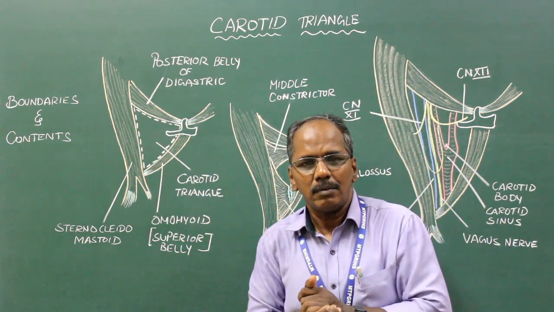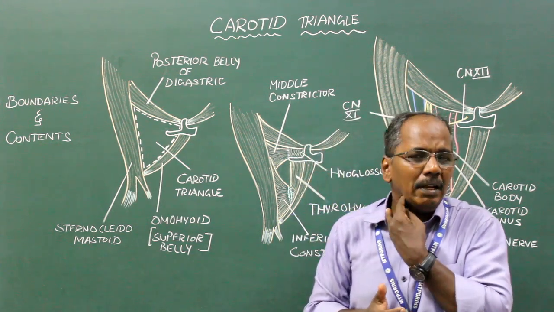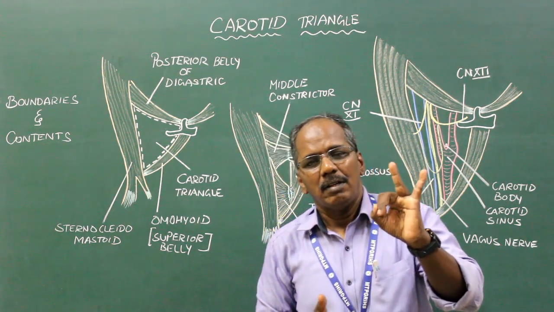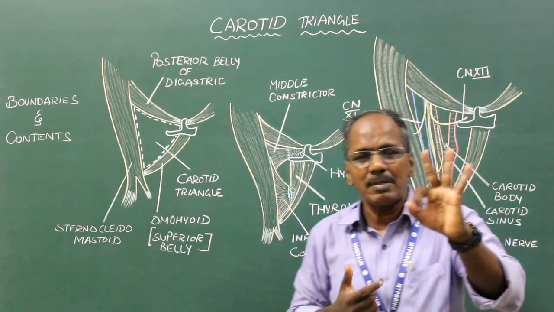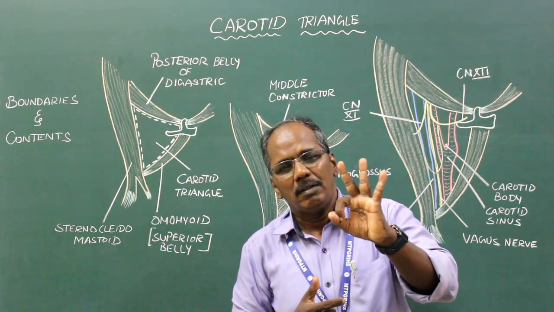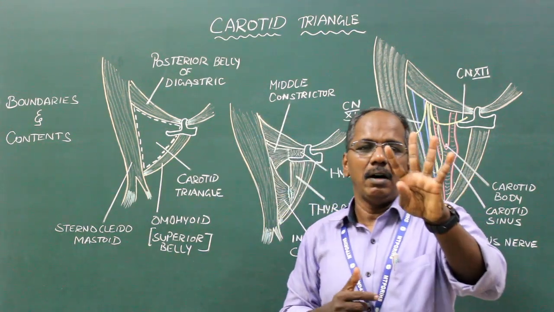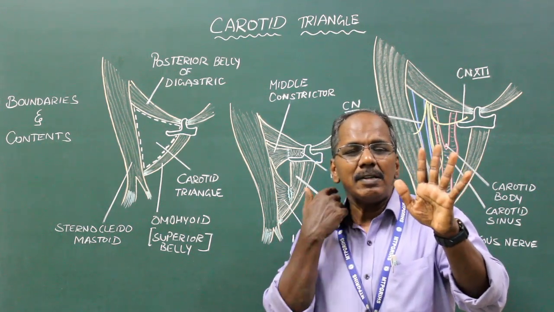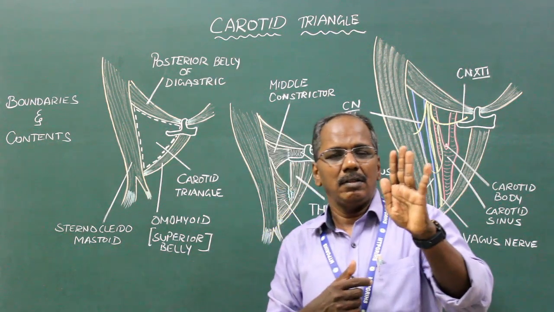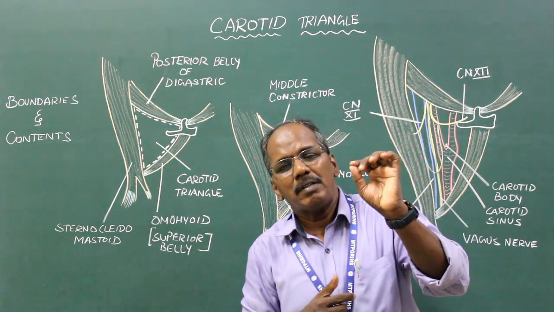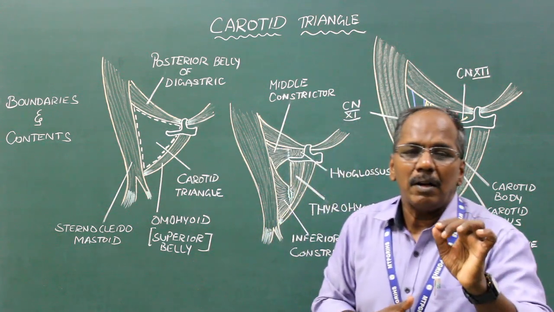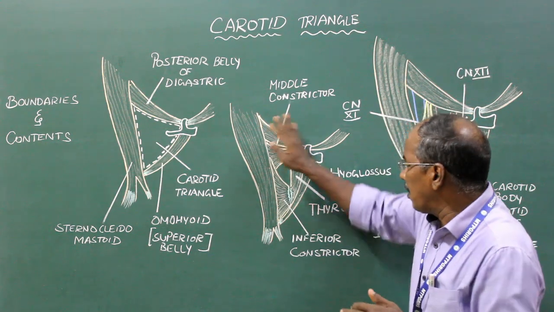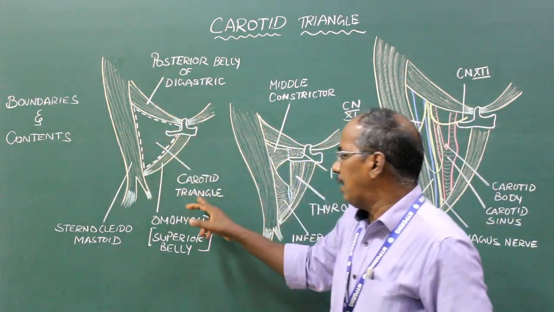Roof. The roof is formed by skin, superficial fascia, platysma, the subcutaneous muscle, cervical branch of facial nerve which supplies the platysma, transverse cutaneous nerve of neck, and the last one is investing layer of deep cervical fascia. So these are the structures which form the roof of the carotid triangle.